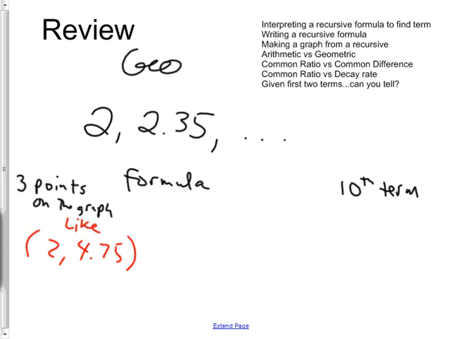All right, so hopefully you divided, because we knew it was geometric, was a multiply thing to get from here to here. So it's a divide thing when you're going from here to here. So you go 2.35 divided by 2, you get 1 point what? 1.175. Okay. If you have 1.175 in your formula, that is called the common ratio.